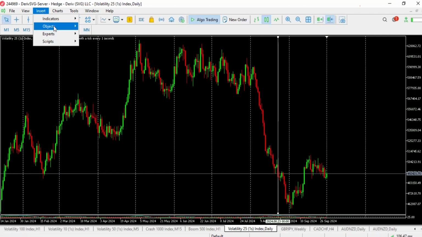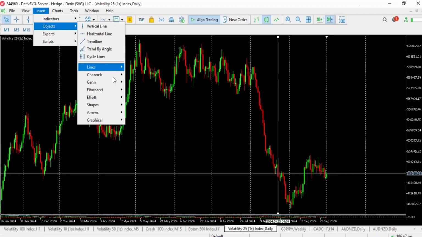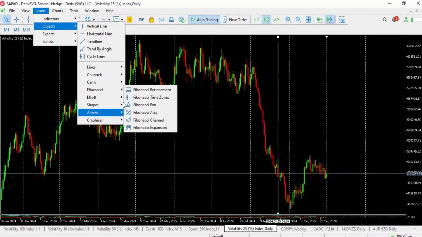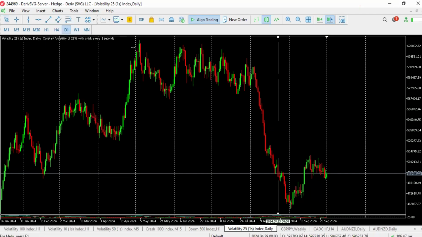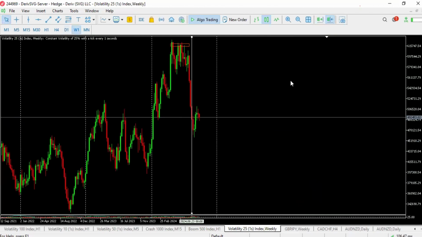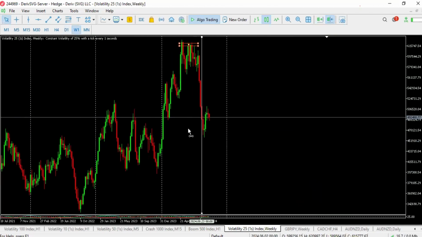As you can see, the market created a peak here. So I'm going to use a rectangle. This is my daily chart. The market created a peak, or better still, I'm going to start from the weekly chart. So look at the weekly chart.